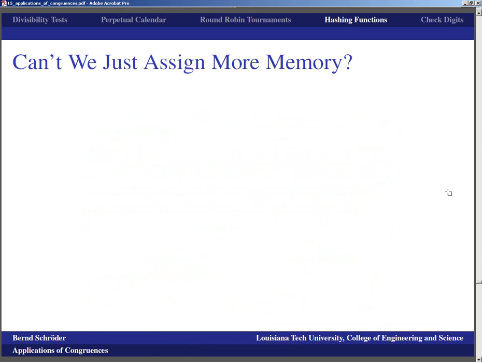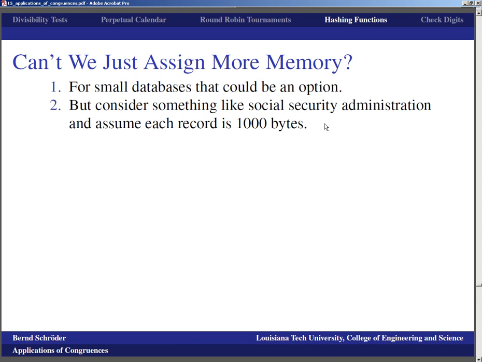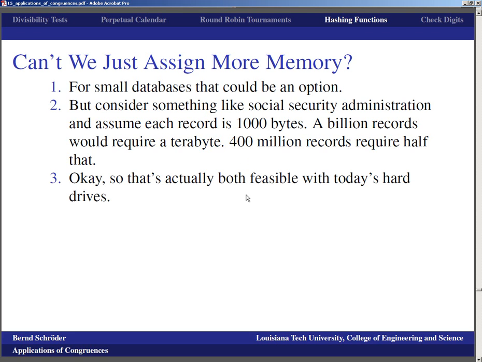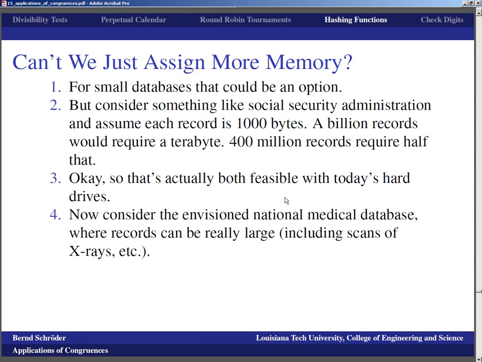And, well, can't we just assign more memory? Let's look at practical considerations here. For small databases, that certainly could be an option, but let's take a look at bigger things. So, for example, the Social Security Administration, and assume that each record is 1,000 bytes. 1 billion records would require a terabyte, and as I typed that, I realized 400 million, okay, and 400 billion records would require half that with hashing. Okay, so that's both still feasible with today's hard drives. You can buy hard drives of that size in a store now.